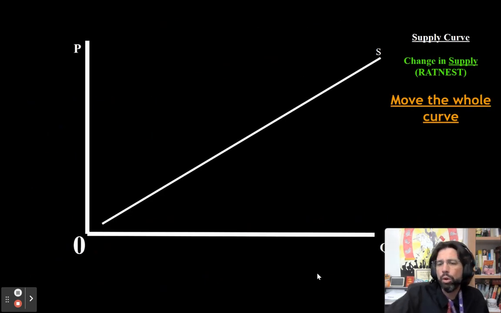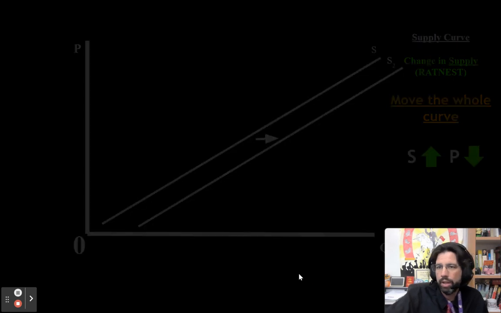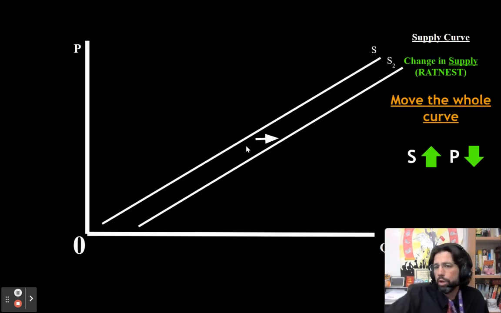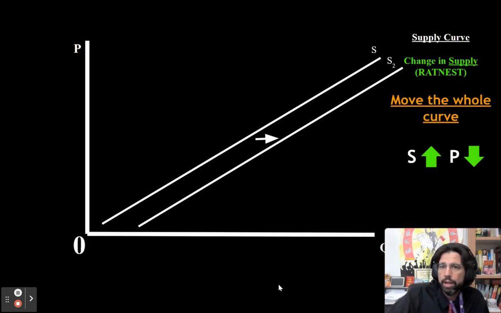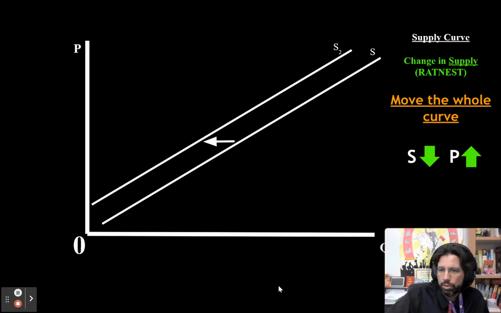And we move the whole curve now, because remember, movement on the curve is when there's a change in price. Non-price factors, we shift the curve right and left. Supply goes up, overall scarcity lessens, prices drop, we shift that curve to the right. Supply goes down, overall scarcity gets stronger, prices start to rise, shift that curve all the way to the left. So we have over here increase in supply, decrease in supply.